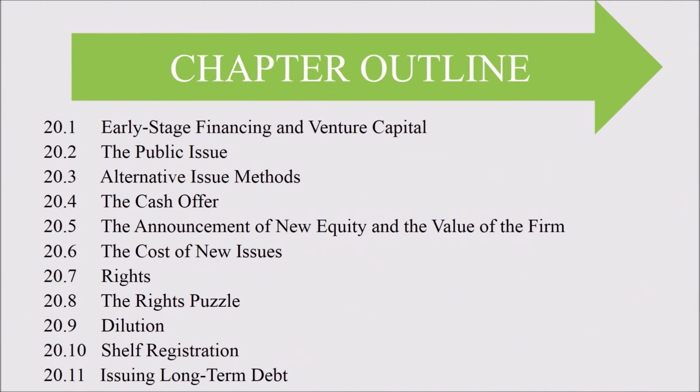Outline. We have 11 parts of this chapter. Early stage financing and venture capital, the public issue, alternative issue methods, the cash offer, the announcement of new equity in the value of the firm, the cost of new issues, rights, the rights puzzle, dilution, self-registration, and issuing long-term debt.